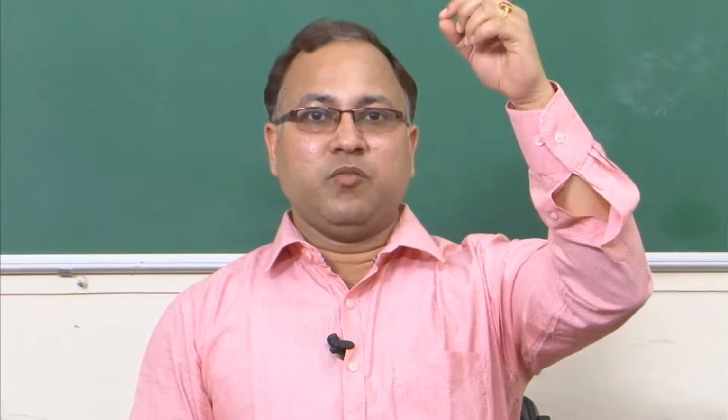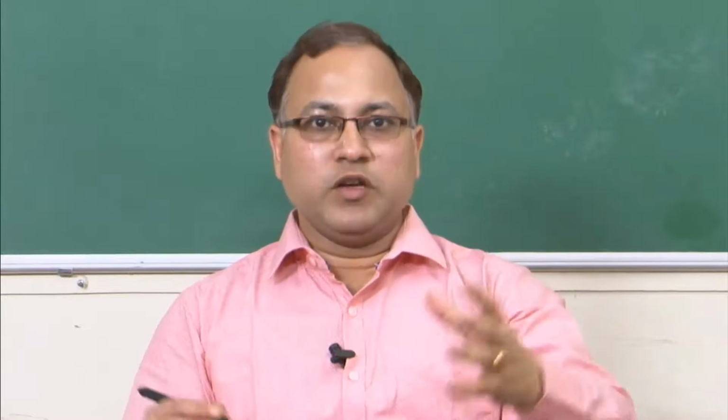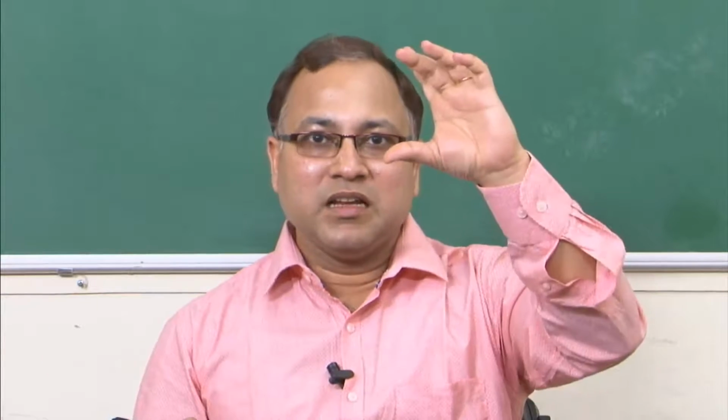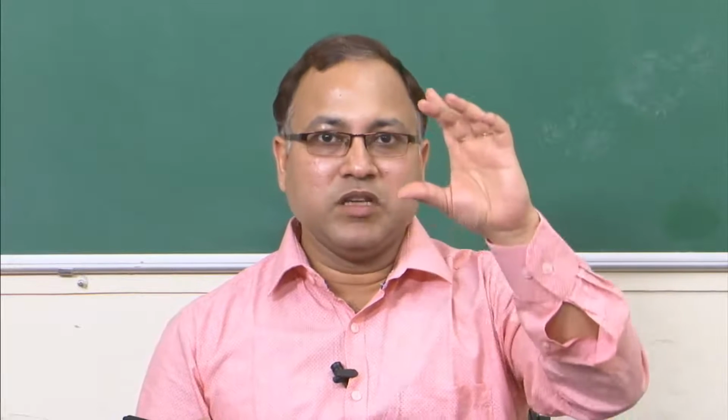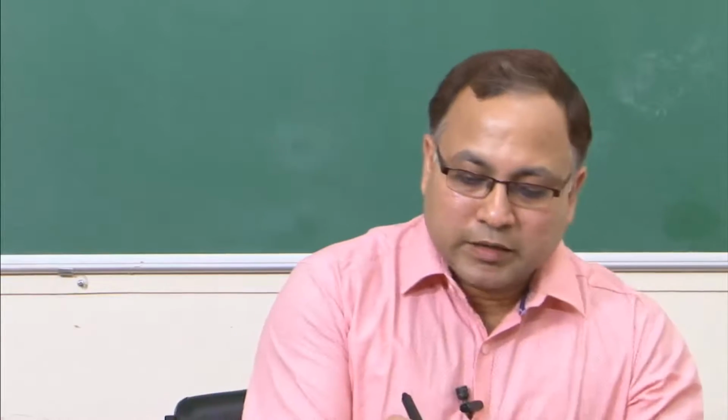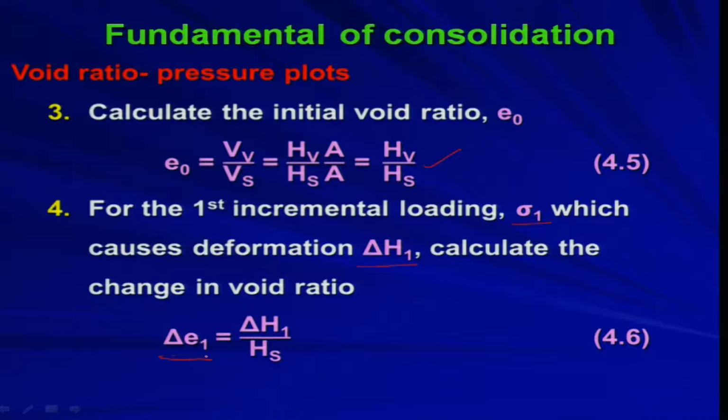So, the pore fluid will be getting dissipated and ultimately you will be getting some reduction in volume, which is basically due to the change in void ratio. So, the delta e1, that is nothing but the change in void ratio, will be equal to delta H1 by Hs. Hs was your volume of solid. So, the change in void ratio is nothing but delta H1 by Hs, from the definition itself.